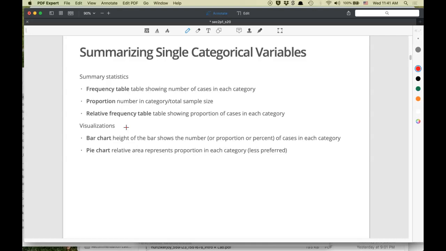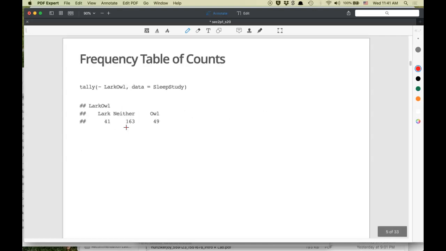Let's focus on bar charts then in this section, and we'll look at a few different options that we can consider to display categorical data with a bar chart. Alright, so start simple. Frequency table of counts. Our go-to function in R is going to be tally.